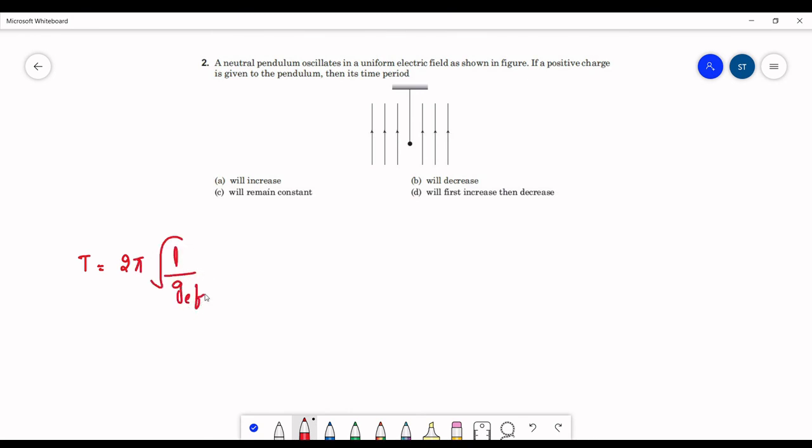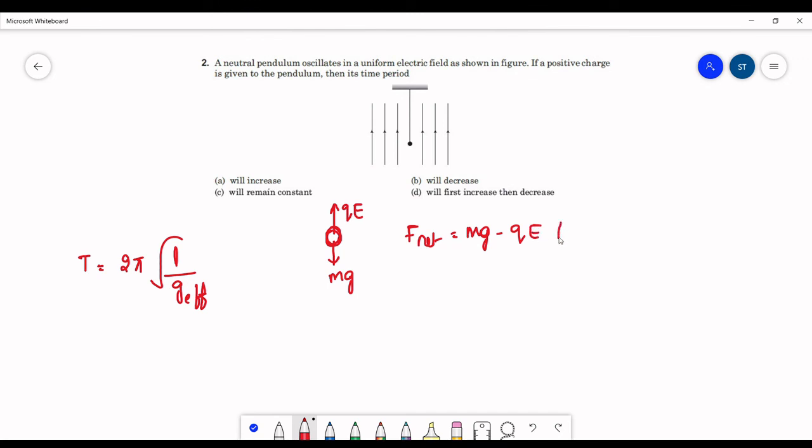Now here positive charge is given to the simple pendulum. So here if you see the external forces acting on the bob, QE will be acting in upward direction and mg will be acting in downward direction. So here net external force will be mg minus QE in downward direction.